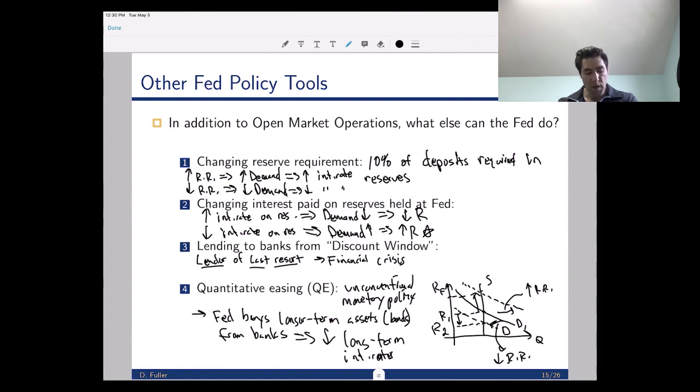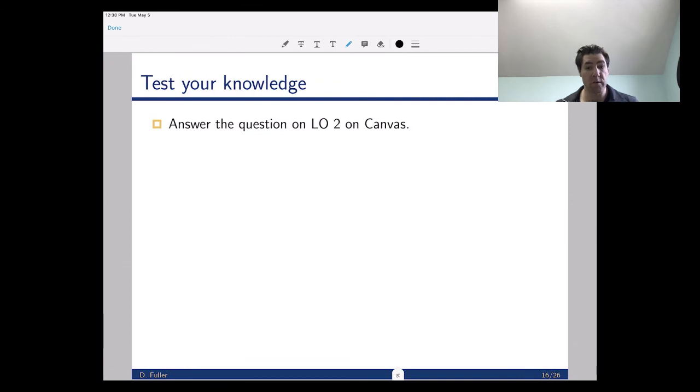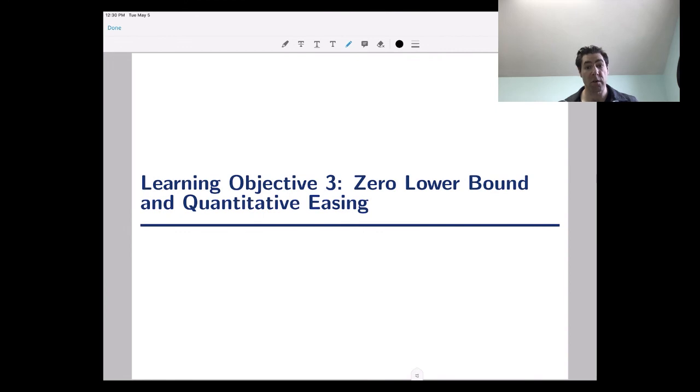So we'll come back to quantitative easing in a little bit, but what I'd like you to do, since that's a lot of information, is to look at this question on Learning Objective 2 on Canvas, and that will give you a little bit of practice thinking through some of these issues in monetary policy. Then up next, we're going to take a look specifically at what I alluded to, the zero lower bound and quantitative easing.